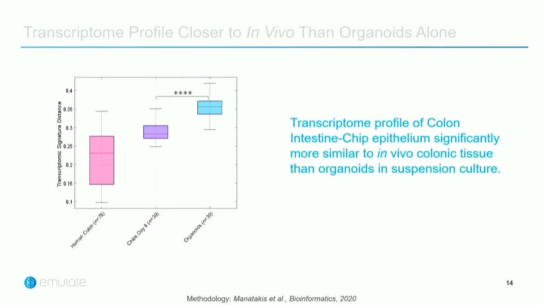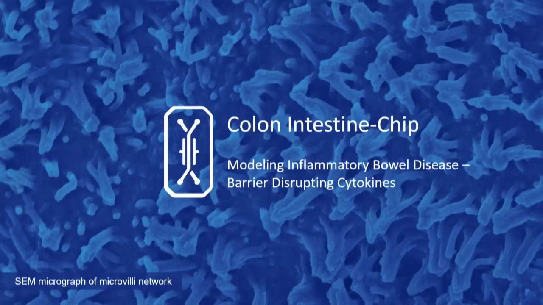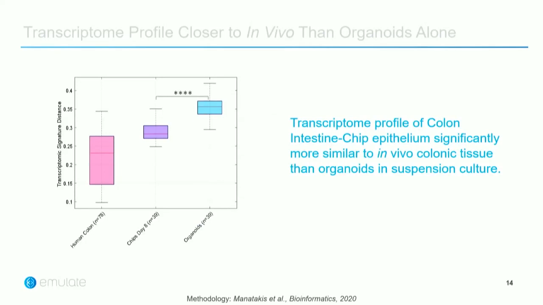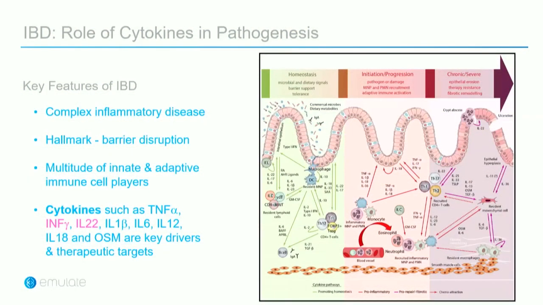Lastly, I just want to highlight that the transcriptome profile of the chip, or colon chip, really nicely and closely reflects the human transcriptome profile and far outperforms traditional organoids. So in short, this is a really beautiful physiologic model on which to build complexity and to model inflammatory responses that reflect IBD. IBD is a very complex chronic human disease.